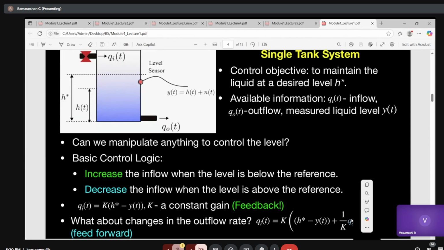Because I was confused with this Qi of t and Q of t. I was trying to assume that both Qi of t and Q of t are controllable. But the Q naught of t in the equation is not the outflow rate. It is a feed forward signal that takes action based on the future input. Since output cannot be known in advance, you cannot know what will happen to the system after 5 seconds.